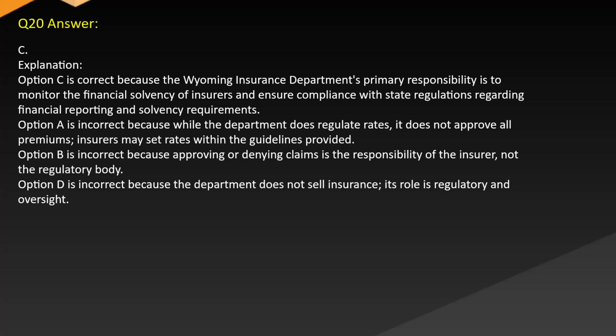Option B is incorrect because approving or denying claims is the responsibility of the insurer, not the regulatory body. Option D is incorrect because the department does not sell insurance. Its role is regulatory and oversight.